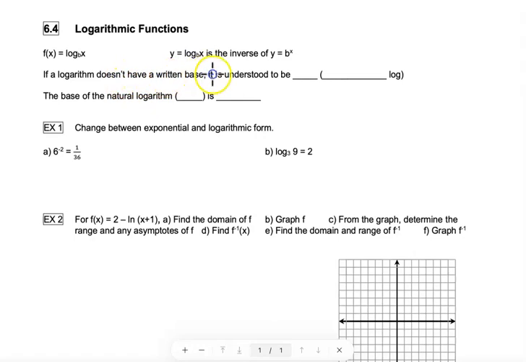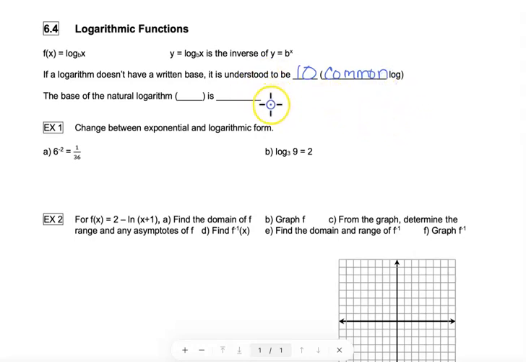If a logarithm does not have a written base, it's understood to be 10. So base 10 if no base is written. And we also in math call the base 10 log the common log. So you'll hear that frequently as well.